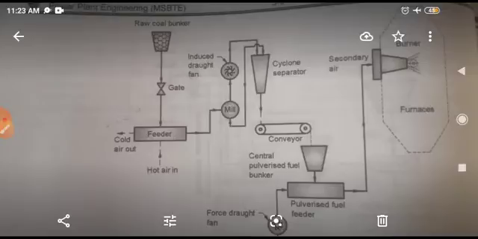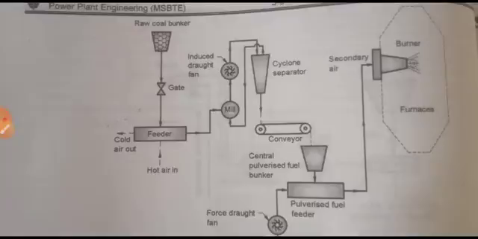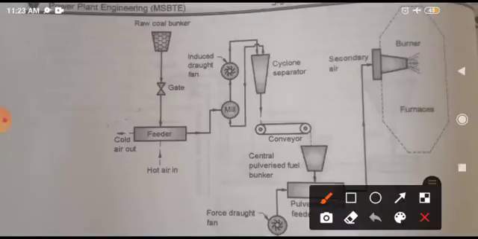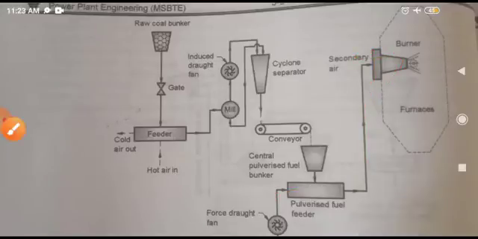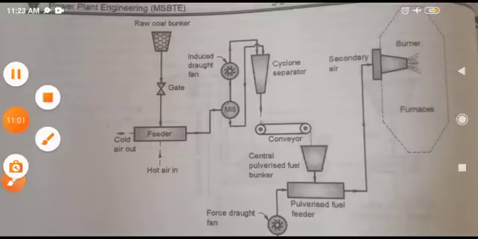Then from the conveyor it is fed to the central pulverized fuel bunker. Okay, then the pulverized fuel feeder is used, which supplies this fuel air mixture to the furnace. Okay, this is the central or bin system. See properly all this figure and its components. Now let's see how it works and how the arrangement is done.